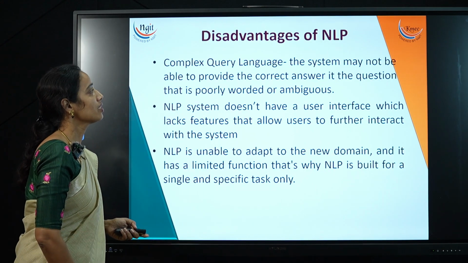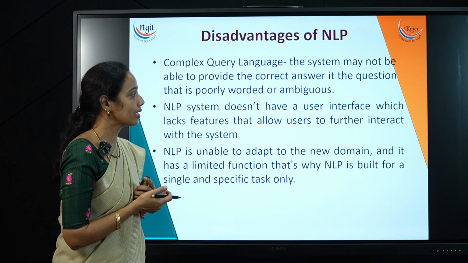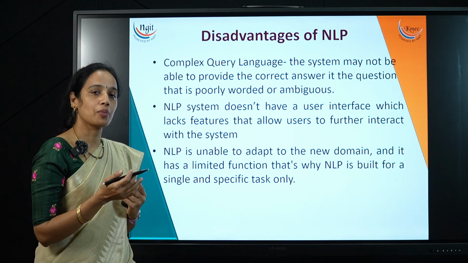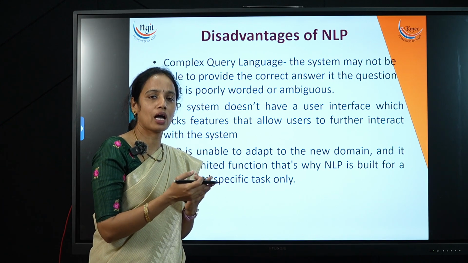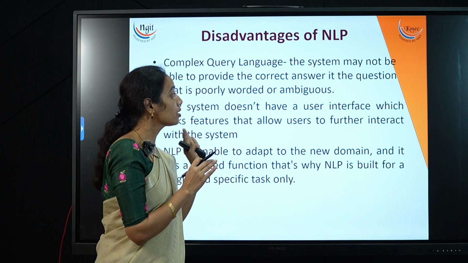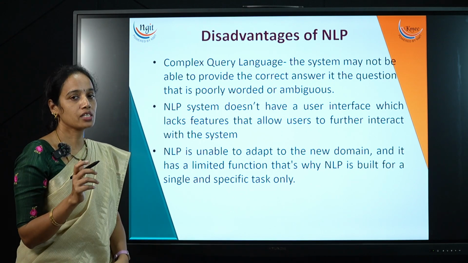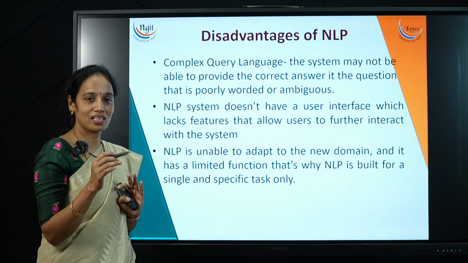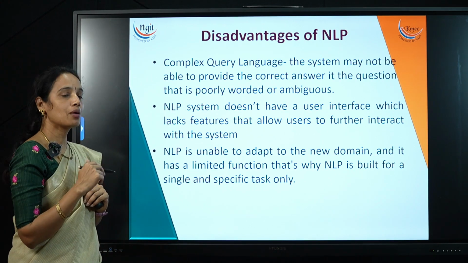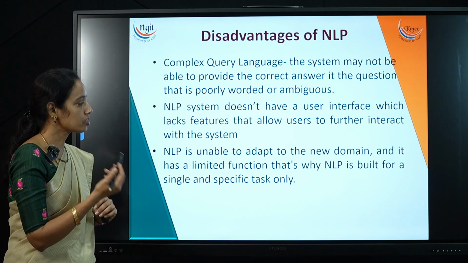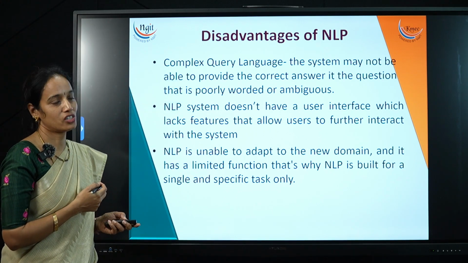Coming to the disadvantages, complex query language is one disadvantage of NLP. The system may not be able to provide the correct answer if the question is poorly worded or ambiguous. If a question does not follow proper grammar, or if it is ambiguous, there might be a chance that it does not provide the correct answer to the user. Next, an NLP system doesn't have a user interface, which means it lacks features that allow the user to further interact with the system. NLP is also unable to adapt to a new domain, and it has limited function. That's why NLP is built for a single, specific task only. So these are some of the disadvantages of natural language processing.